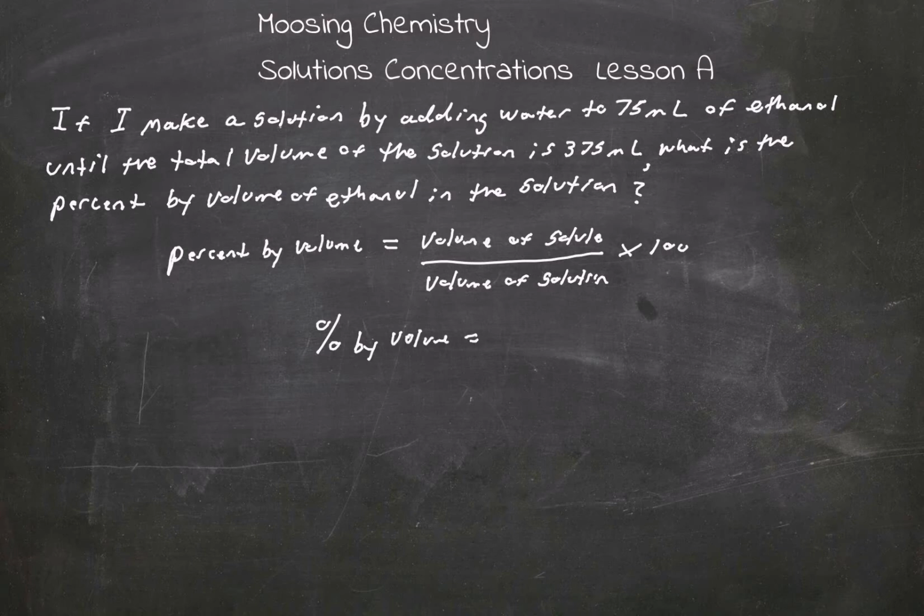So by percent by volume, it's going to be the volume of the solute. The solute is 75 milliliters of ethanol, so that goes on top. And the total volume is 375 milliliters. So I times that by 100, and that tells me that the ethanol is 20% of the solution.